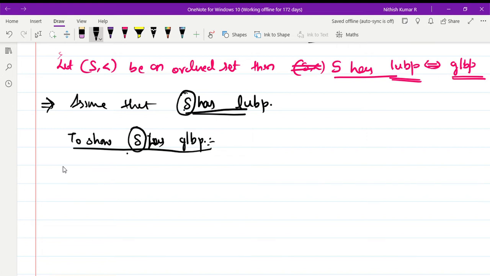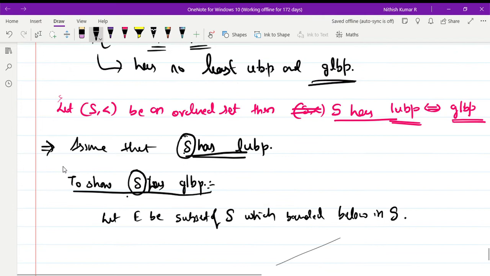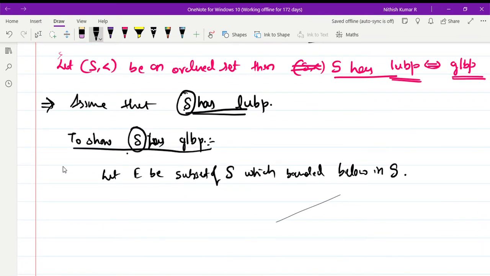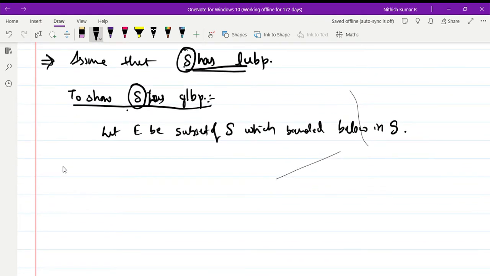Now let's consider a set. Let E be a subset of S which is bounded below in S. Now S is an ordered set, so it's not mentioned whether it is R or Q. I don't know, it's just a set. Imagine my E is a subset of S. Say this box represents E, and we don't know how it looks.